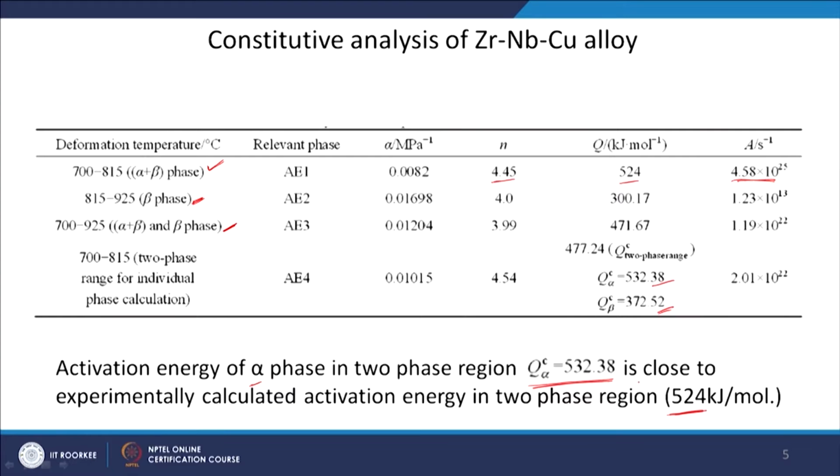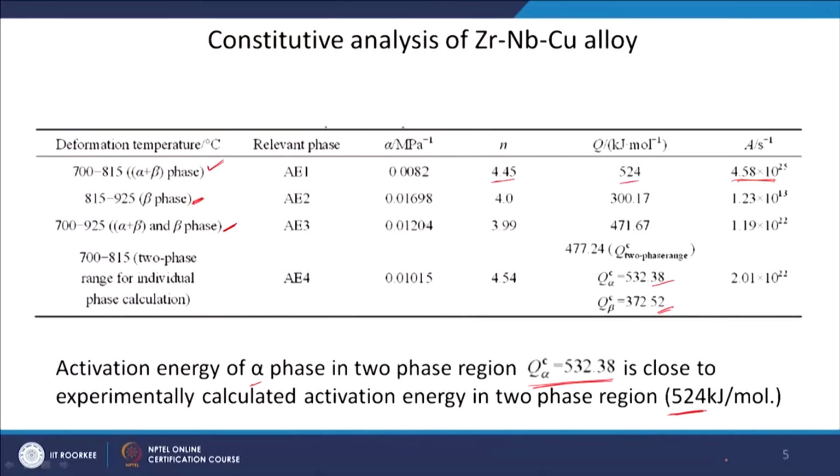So you can see these two values are very close to each other. That means that the activation energy of deformation of alpha phase is very close to the activation energy for the deformation which we found experimentally in the two phase region. That means the alpha phase is the dominant phase in the two phase region, the one which decides how the deformation is going to take place. So one very important outcome of this work was that we were able to identify the phase which is dominating the deformation process in the two phase region.